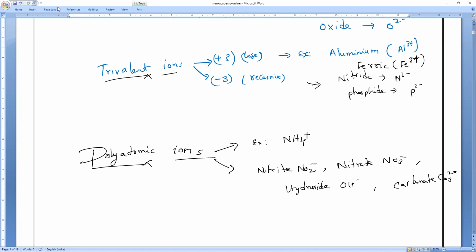Like that, all the polyatomic ions are negative only in overall charge, except one and only polyatomic ion, the positive polyatomic ion. What is that, everybody? Ammonium. Write it, everybody. This is what we studied in the last class.